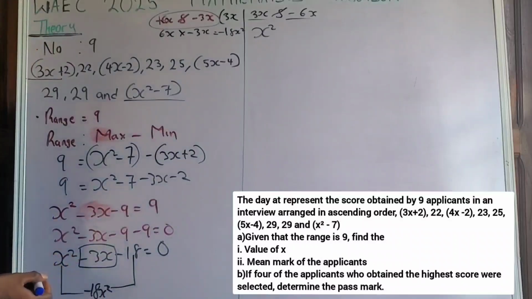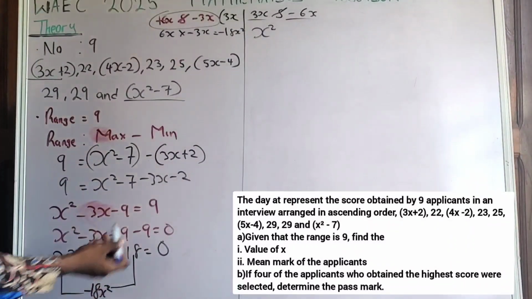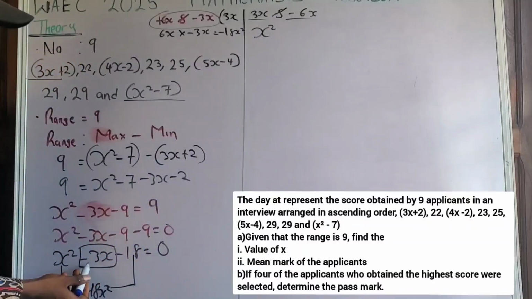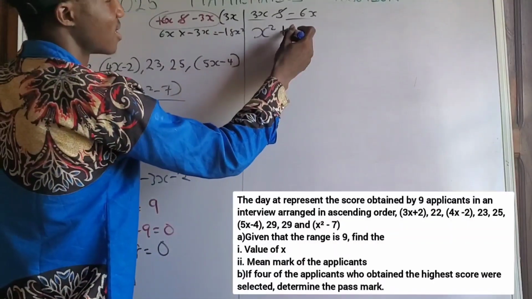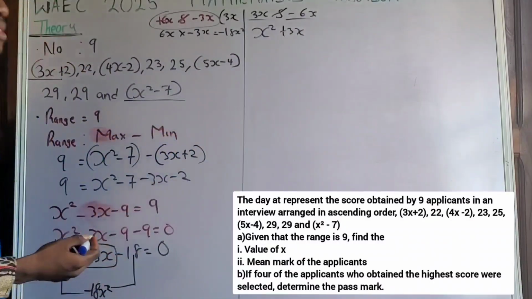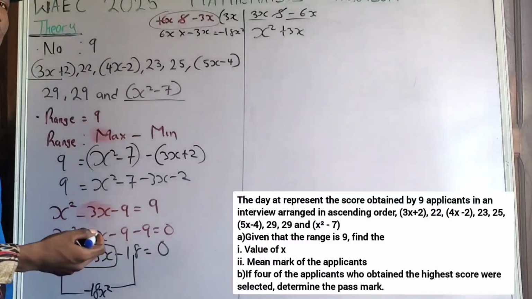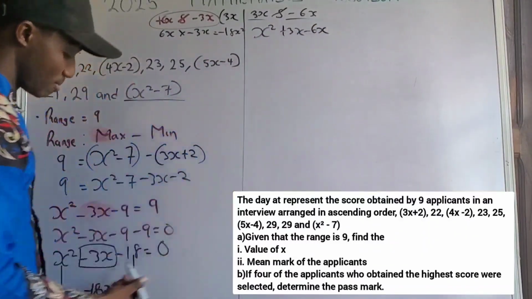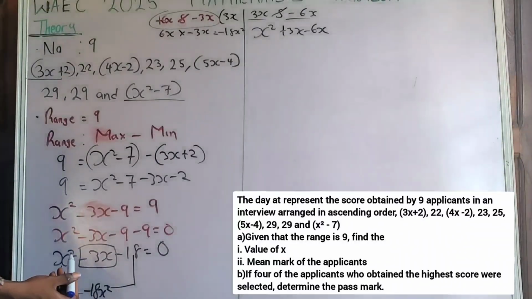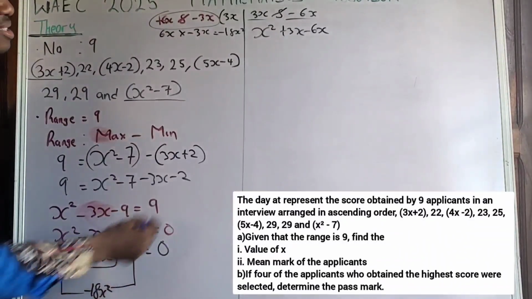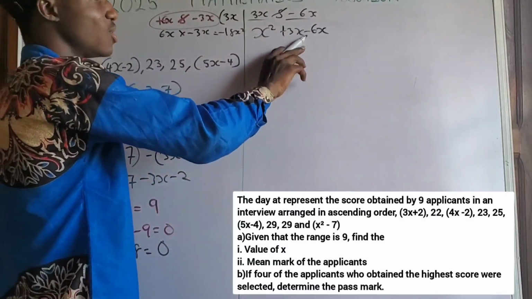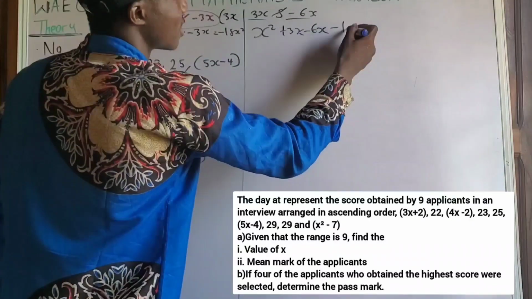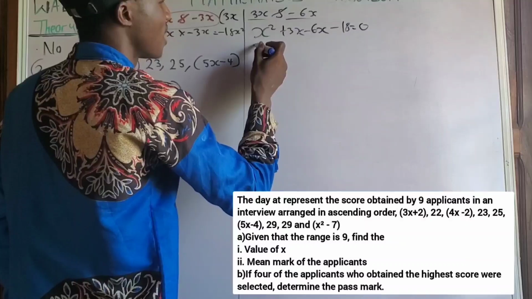Now the next step is that we have to replace minus 3x as plus 3x and minus 6x. Don't forget that plus 3x minus 6x will give us minus 3x. So in that case, we replace minus 3x as plus 3x minus 6x. Do you get it? Then minus 18 equals 0, x squared.